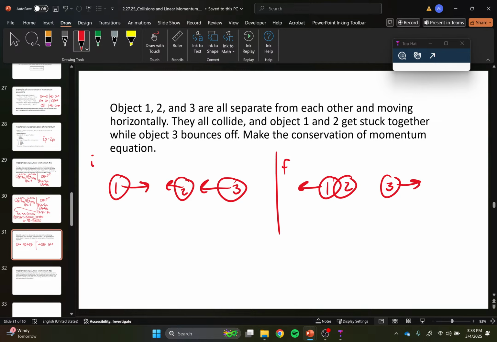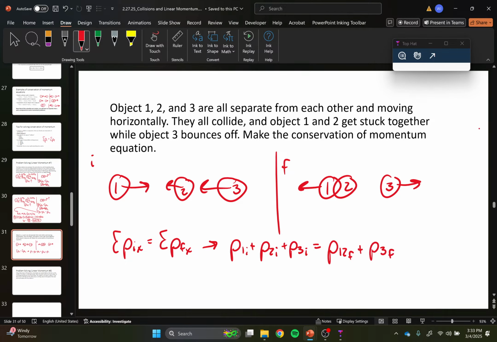There's only x direction, so we're just going to do momentum in the x initial equals momentum in the x final. And you just ask yourself, how many objects do I start with? 3. So each one gets their own momentum. Momentum of object 1 initial plus momentum of object 2 initial plus momentum of object 3 initial equals. How many objects do I end with? 2. I've got momentum of object 1, 2 final plus momentum of object 3 final.